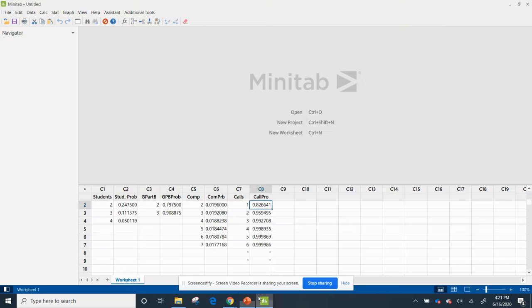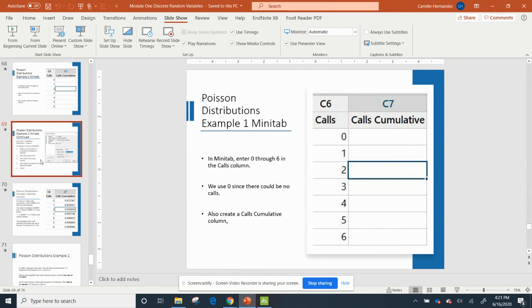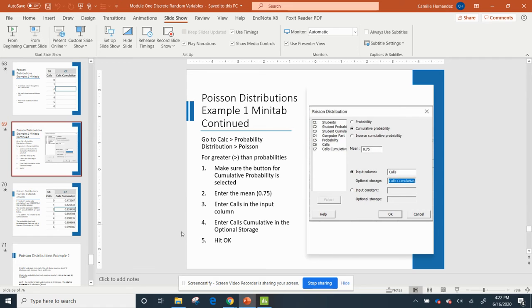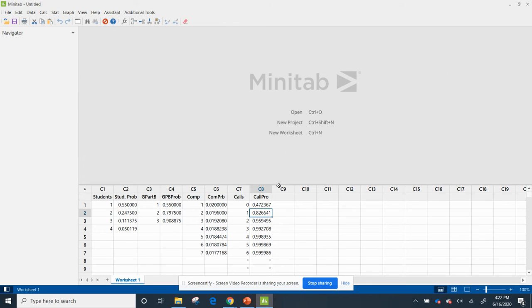Now I'm going to look and see, okay, here are my answers. I'm going to scroll up so you can see the 0. What I have here is the same as what I have on the PowerPoint. So, more than one. Let's go back to this for a second, and I want to make sure that we're really understanding what we're seeing.